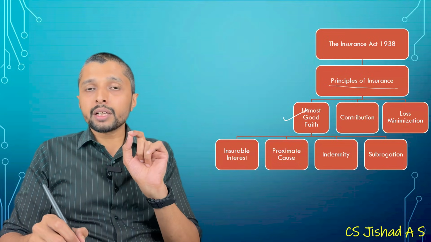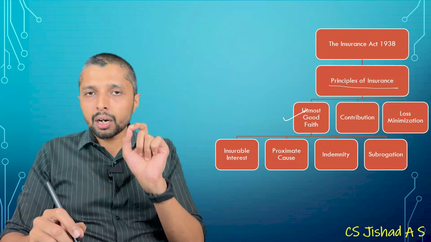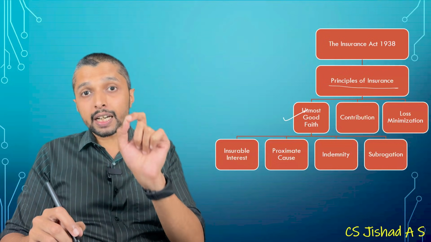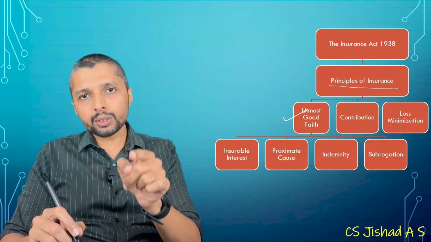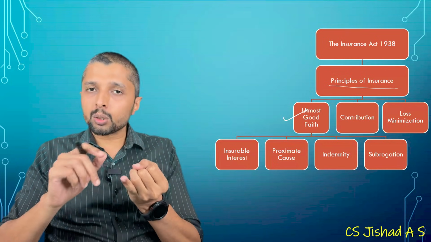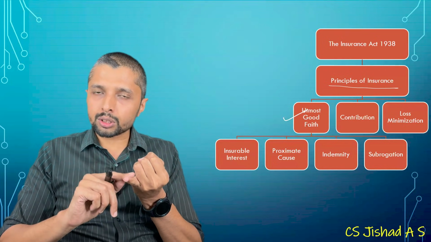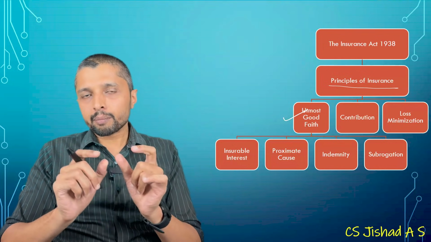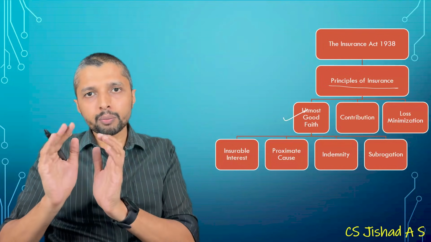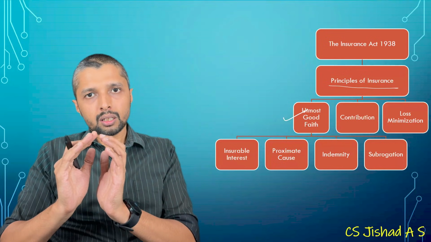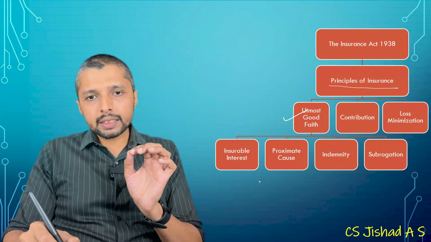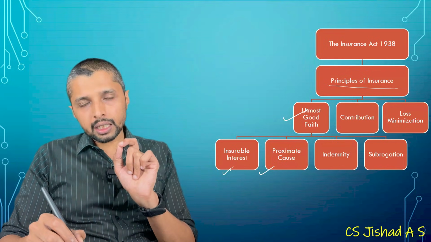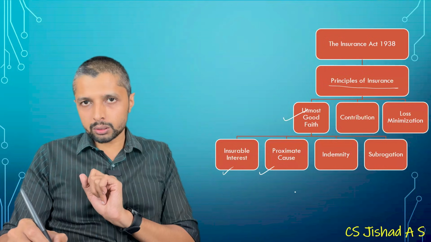Insurable interest means the insured is the party to gain if the asset is existing, and to incur loss when it is destroyed, lost, stolen, etc. That means the person, the insured, should be the real owner. Then number 3 is proximate cause. Proximate cause means the nearest cause will be taken if it is not insured against all the causes.